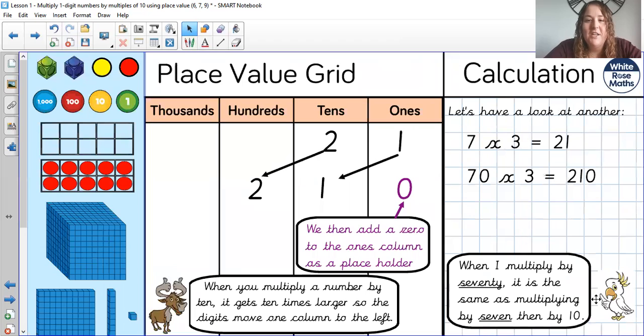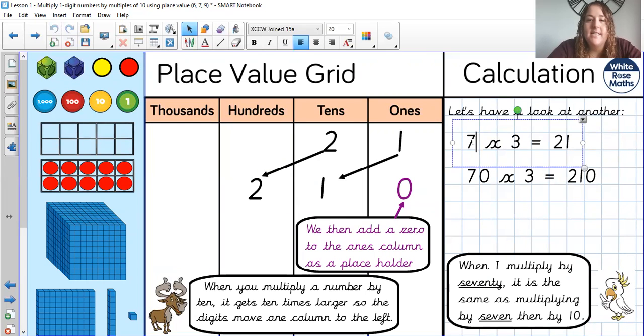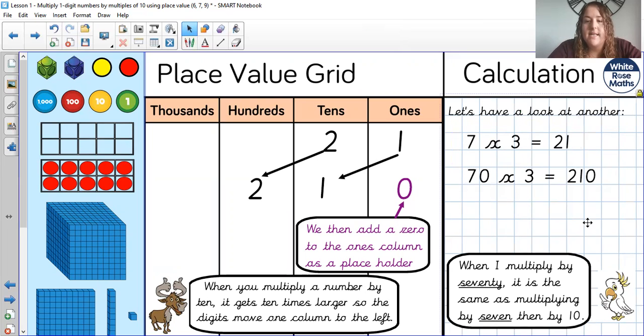Okay, let's have a look at this one then. So originally we had 7 times 3, which was 21. Now the question was 70 times 3. So I've popped my answer 21 into the tens and ones. And then I've popped my arrows to show that when I multiply a number by 10, it gets 10 times larger, so it moves one digit to the left. My 2 has now gone into the hundreds, my 1 has now gone into the tens, and I've added that space saver or the placeholder 0. And then Coco down here is saying, when I multiply by 70, it's the same as multiplying by 7 and then by 10.